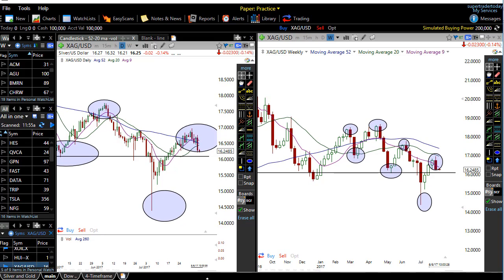I'm going to talk to you guys about one powerful chart reading technique that you can start using in your trading. It's a simple technique, but it's very powerful.